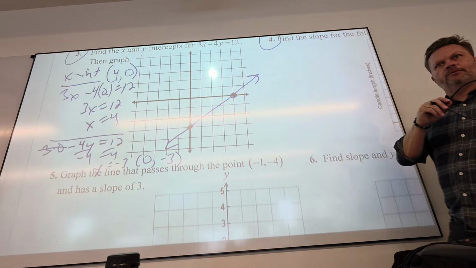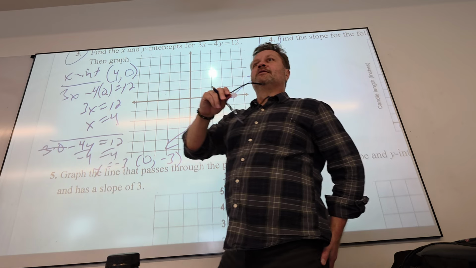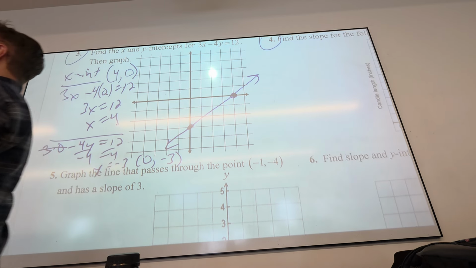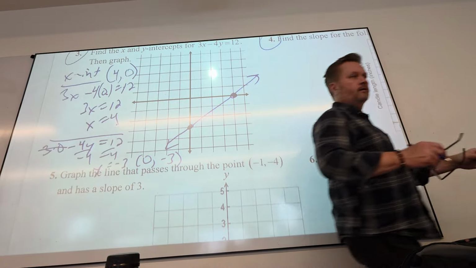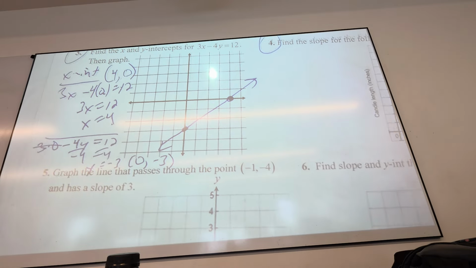What's the minimum number of points to graph a line? 2. There you go. So as long as you feel pretty good about those 2, you can always do a third one to check. You just hope it doesn't do like this. Nope, that didn't go right. Who got the number 4? 1 person, 2 people, 3 people.